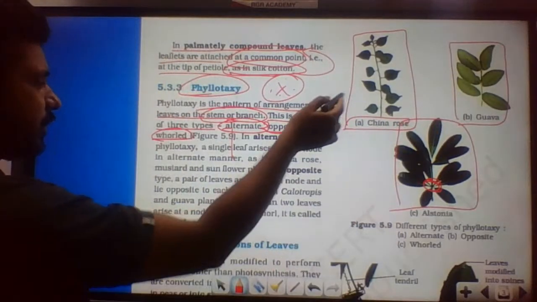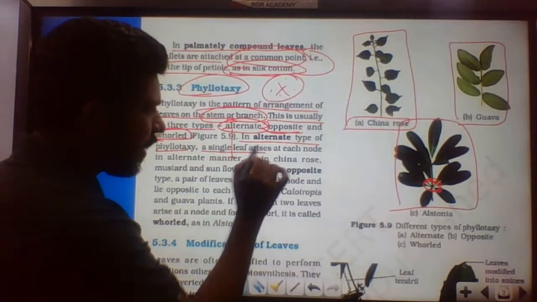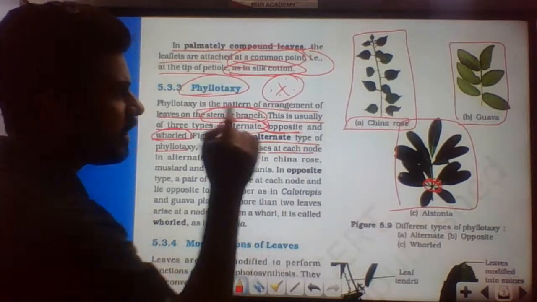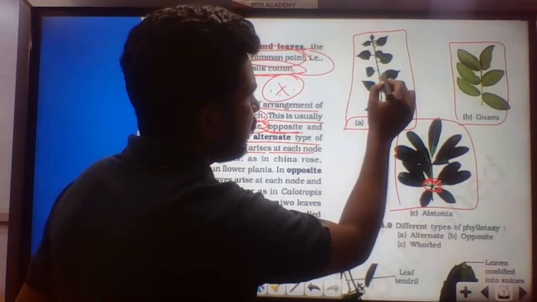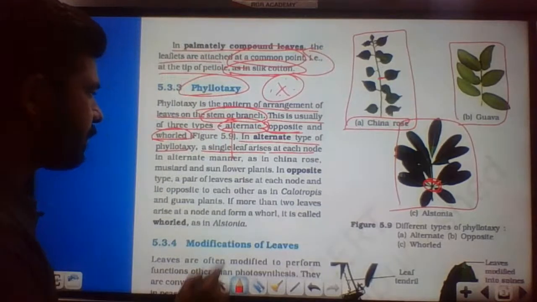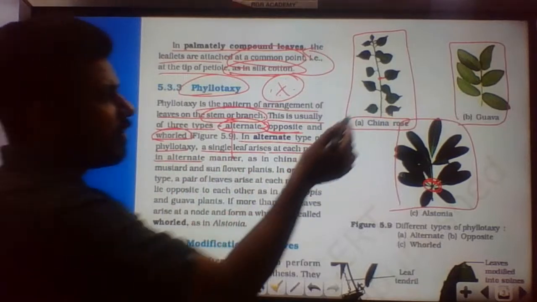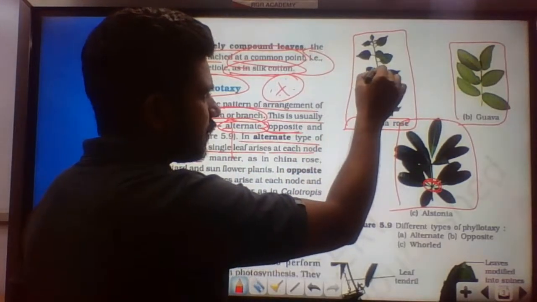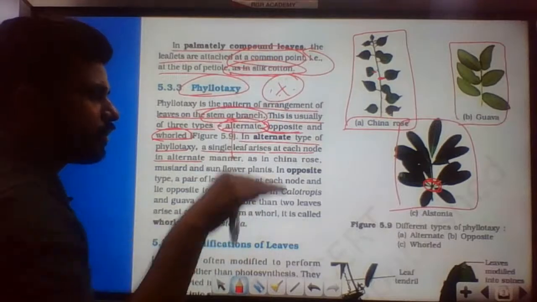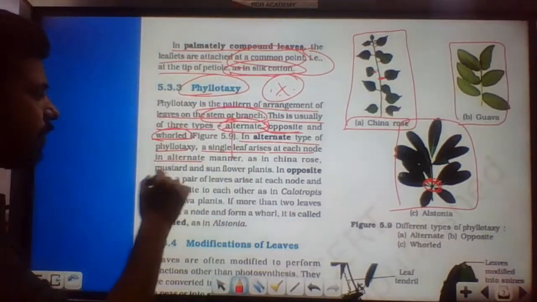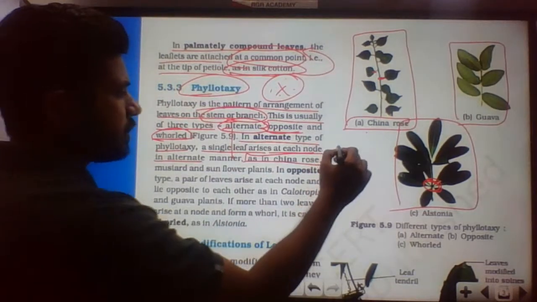For example, the first one is alternate type. In the alternate type of phyllotaxy, a single leaf arises at each node. Look at this diagram: a single leaf originates from a single node, in an alternate manner. One leaf from this node and another one on the opposite side. In an alternate position like this. This type of phyllotaxy is seen in China rose. So here also is the example. This is alternate type of phyllotaxy.